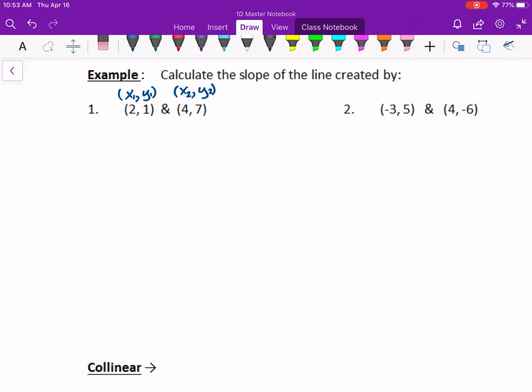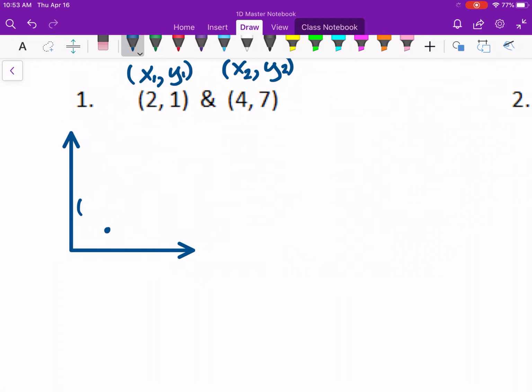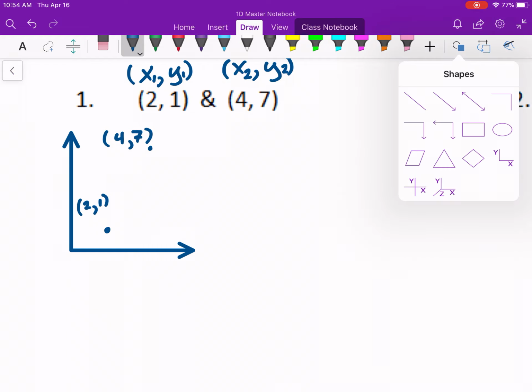If I were to visualize this graph, then I know that the point 2, 1 would be somewhere around here. I'm just ballparking it because I want to be quick. So this is approximately the point 2, 1. And the other point 4, 7 would of course be farther to the right and farther up. So let's say 4, 7 would probably be somewhere around here. So these are just 2 points on a graph, and I could draw a line through them.